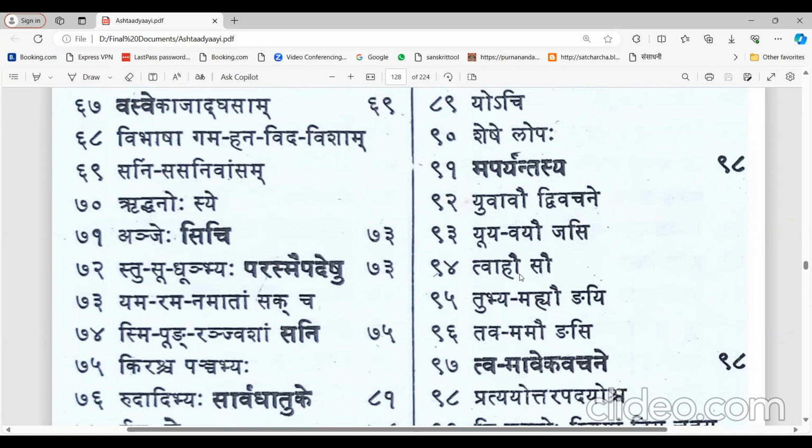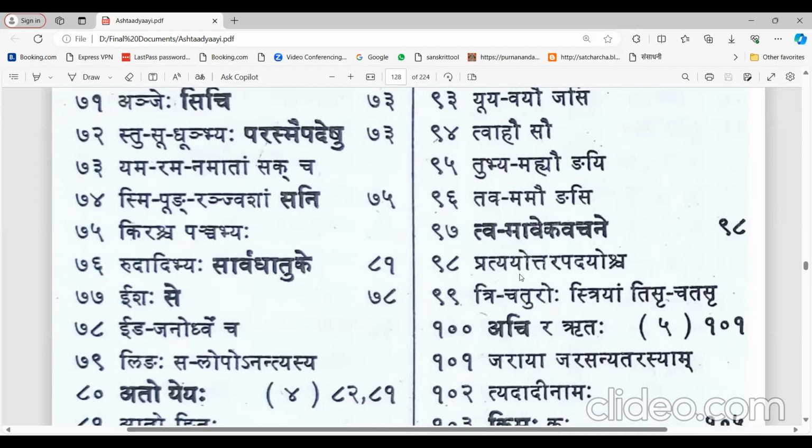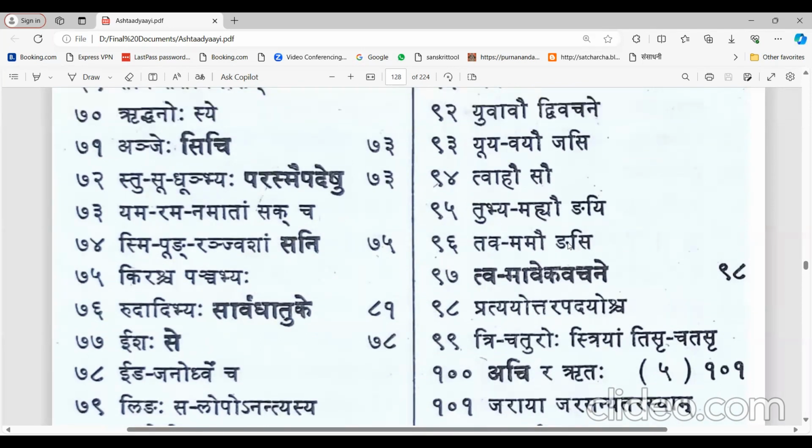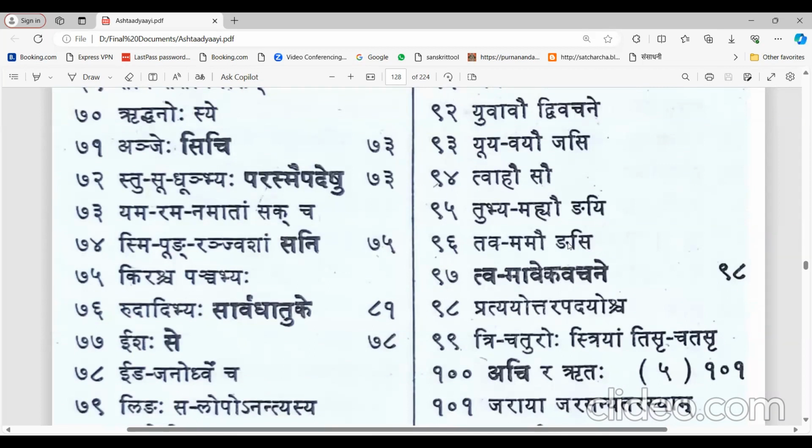Now the sutra 7.2.97: tva-ma ekavachane. When an ekavachana vibhakti pratyaya follows, Yushmad and Asmad are replaced by tva and ma respectively. So that is specifically why you have to apply it.